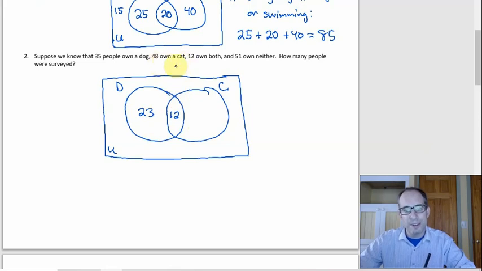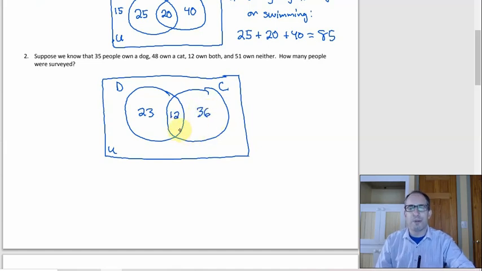And then with the cat, same kind of thing. 48 total in the C circle, but we know there are 12 in the overlap. So you'd have to have 36 out here, since that's what 48 minus 12 is, right? And then you add these two together and you get the 48 back. And then the other thing is 51 own neither. You know where that goes? Out here, right? I guess you don't have to put it in any specific spot in the rectangle, just as long as it's in the rectangle but outside those circles. So how many people were surveyed? Well, it would be just dog plus just cat plus both plus neither, right? That exhausts all possibilities here.